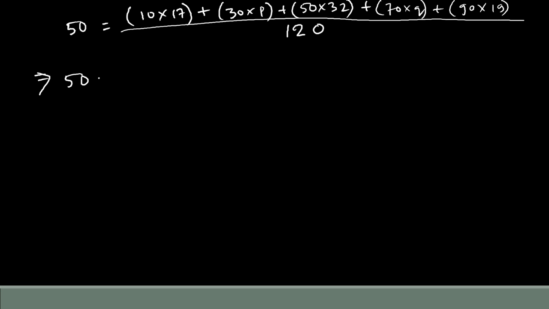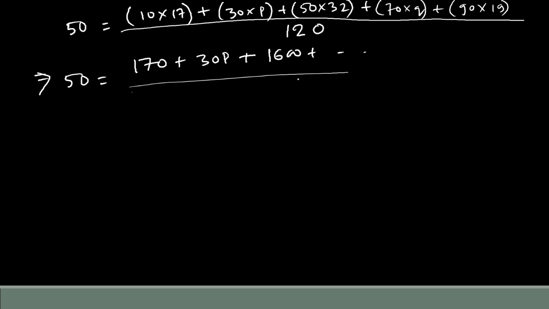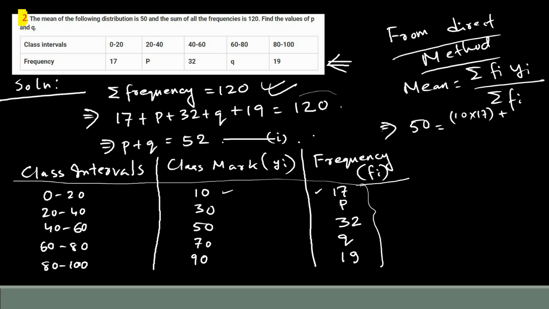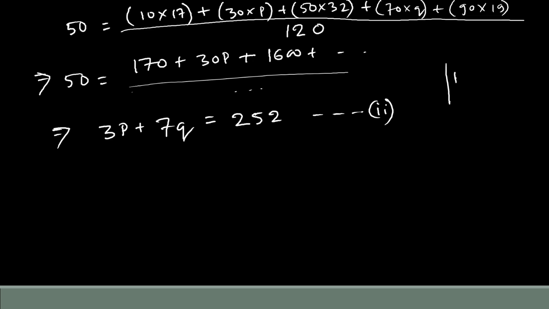Basically now it's just calculation. It's like 170 plus 30p, like this will give us 1600. If you calculate it, I have done the calculation. Let me just write what equation we will get. If you do the calculation, you will get 3p plus 7q, you will get it as 252. So this is your equation 2, and your equation 1 was p plus q equals 52, right? Let me just write it here.